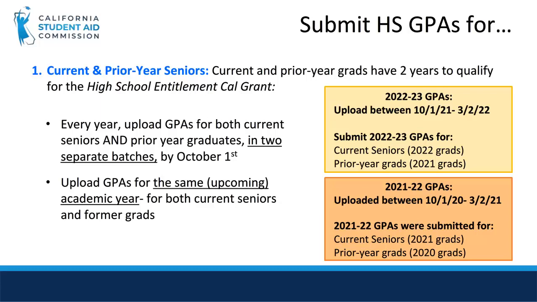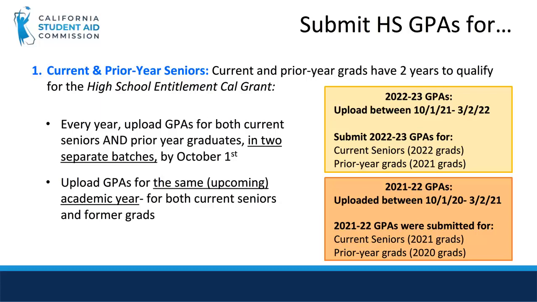When uploading GPAs, you will upload two sets of GPAs: your current seniors and last year's graduates. This is because students have these 2 years to qualify for a high school entitlement award. Having 2 years to qualify benefits students who either take a gap year after high school, or it gives students who didn't qualify as a senior a second chance.